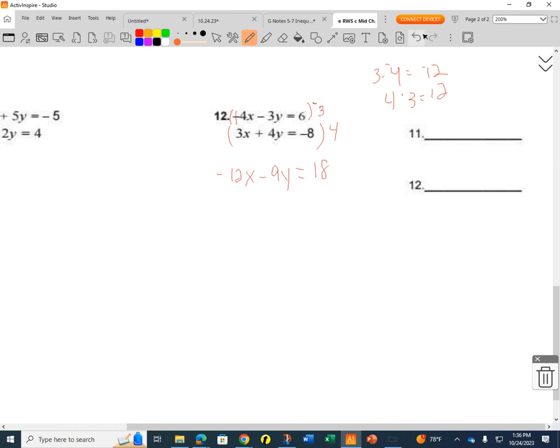Yes. So now we've multiplied the first equation by 3, and we're going to multiply the second one by 4. So positive 12x plus 16y equals -32.